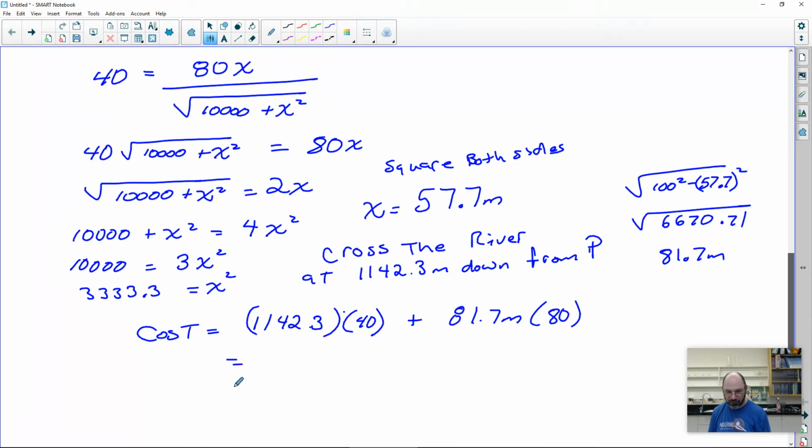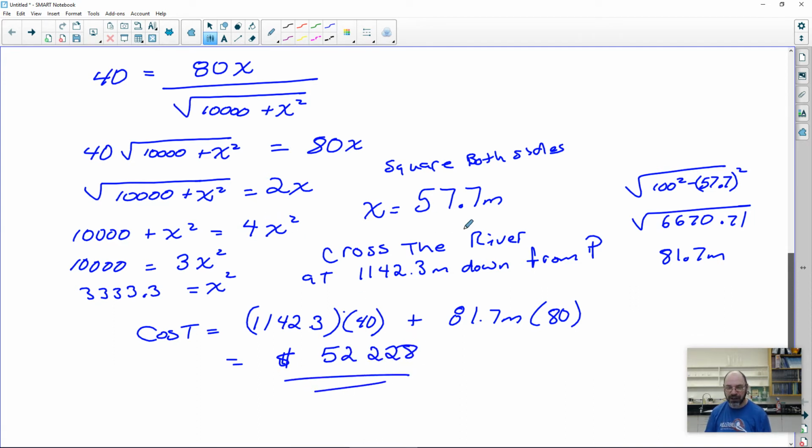So the total cost would be 1142.3 times 40 plus 81.7 times 80. So our total cost, our minimum cost, was $52,228 if I asked that.